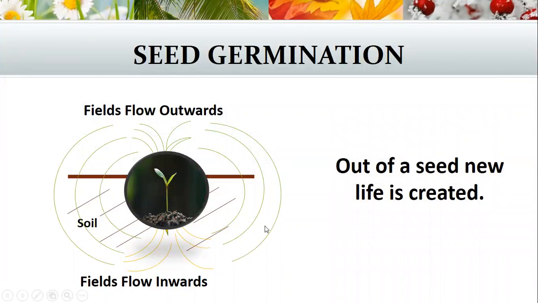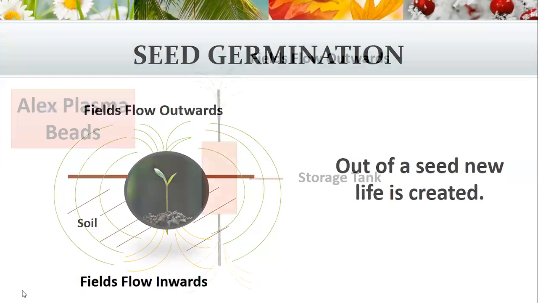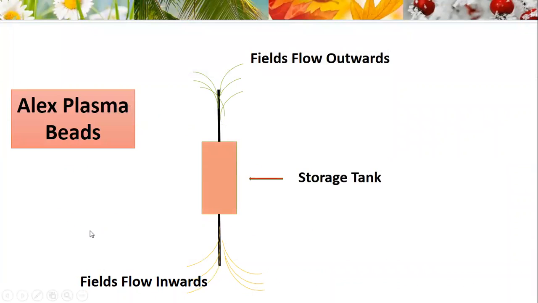So we see out of the seed new life is created, because it's the fields that are flowing inwards and the fields that are flowing outwards creates our dynamic plasma of that plant, and it's all stemmed from that initial seed, which interacts with the earth's fields at first, and then we get the fields coming out, and it's these fields coming out through the seed which determines what plant it's going to be from the DNA structure of that plant.